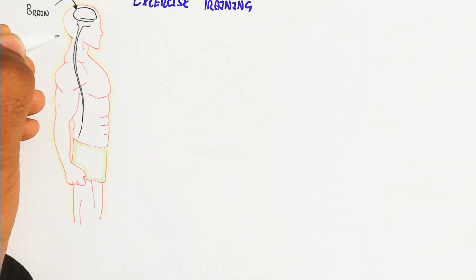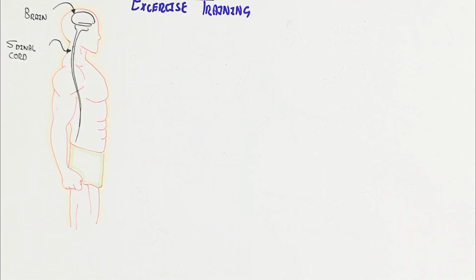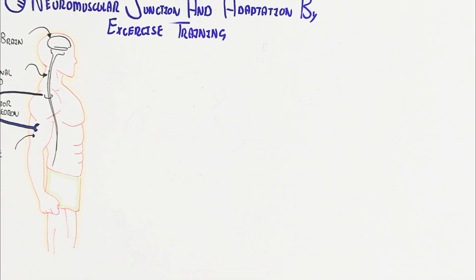Here is a person that contains a brain and spinal cord. This spinal cord is used for muscle contraction and control via a motor neuron, while the sensory neuron works as a reflex arc, which we will discuss now.